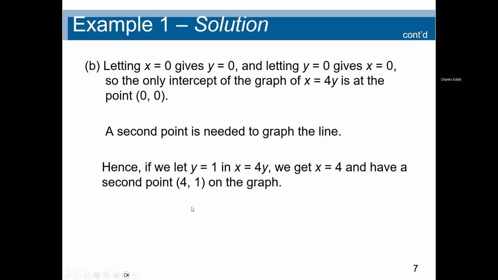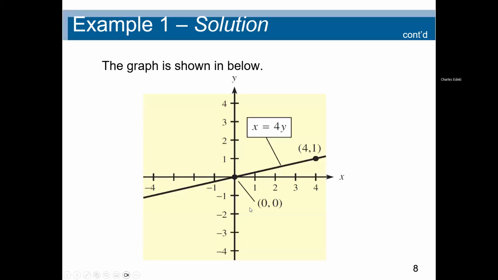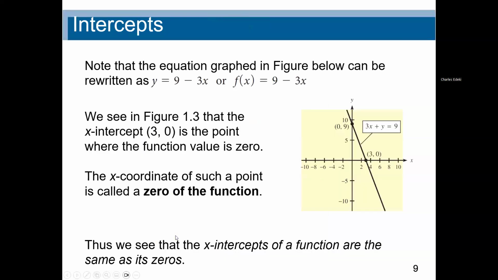But again, with the intercept there, since x equals 4y, if we substitute 0 for x, y will be 0. Same thing, if we substitute 0 for y, x will be 0. So the point will be the origin, (0, 0). So we have the 2 points now, so we can plot our graph. We get (4, 1) and (0, 0). Then we plot the straight line graph.